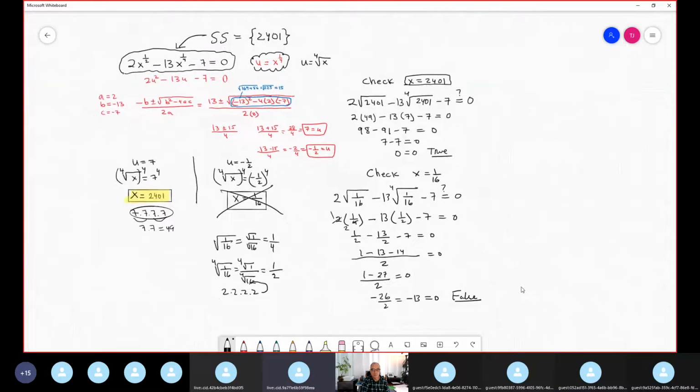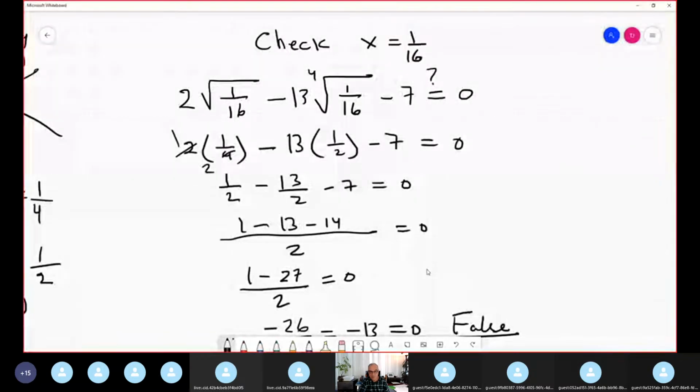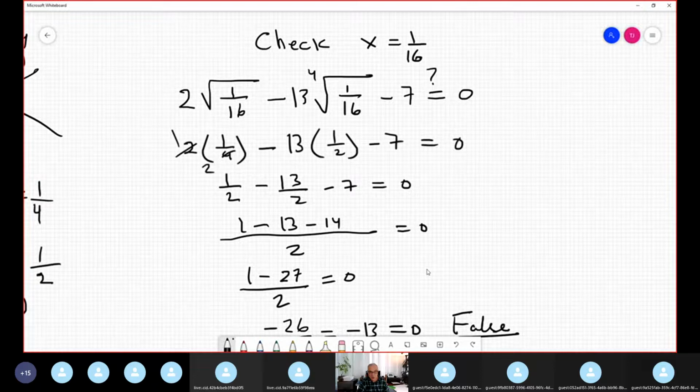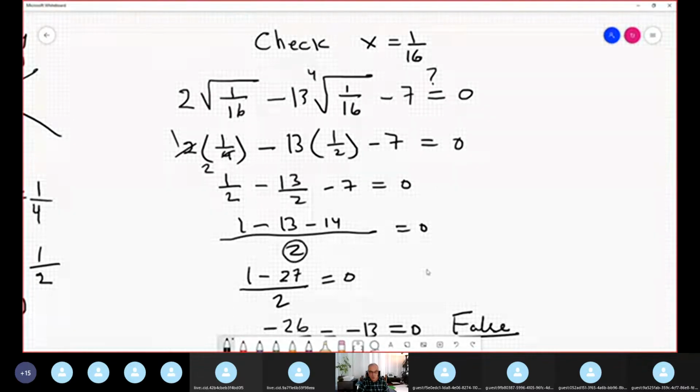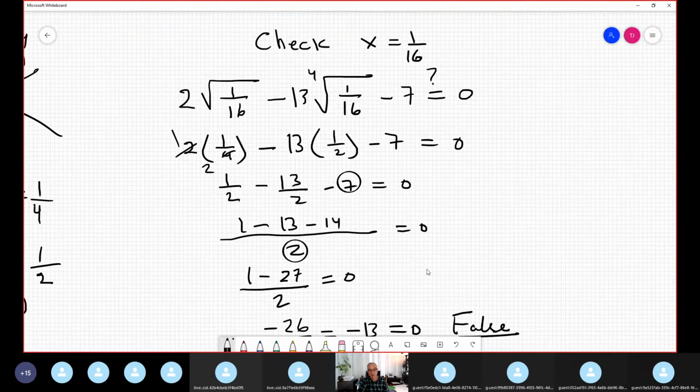How did you get 14? How do you get 14? This is the classical fraction. 14 comes from multiplication, 2 times 7. 2 times 7 is 14. Okay? Because 14, look at that. You find the LCD. The LCD is 2. 2 is 1 minus 13 because they are a perfect coincidence.